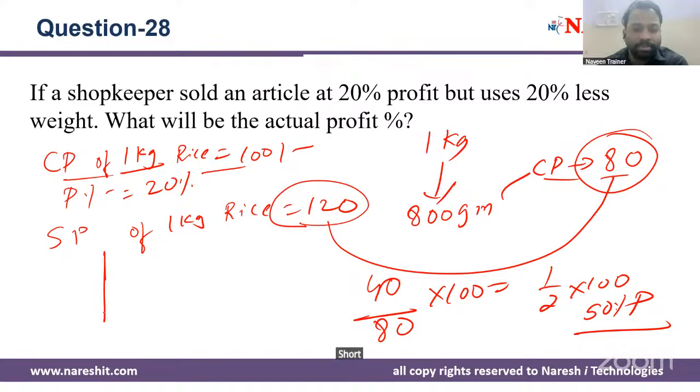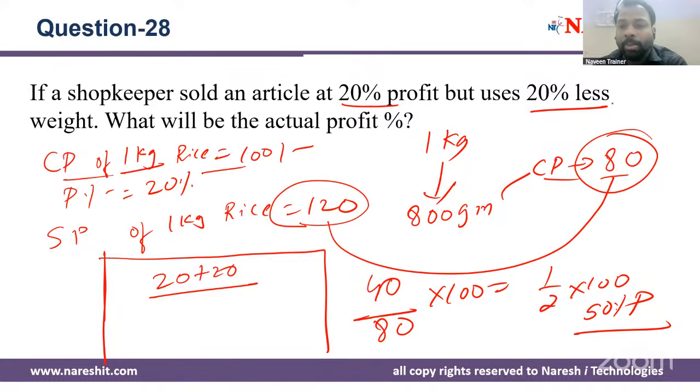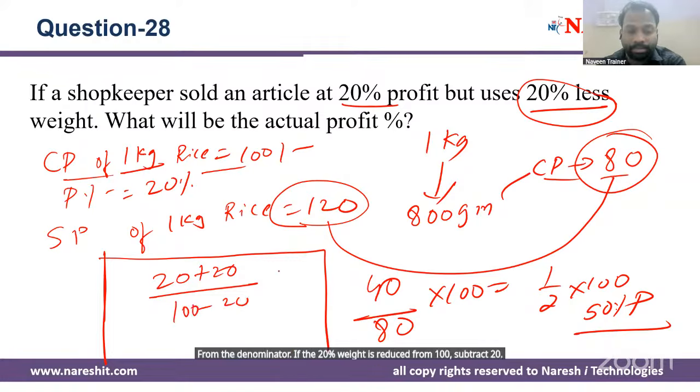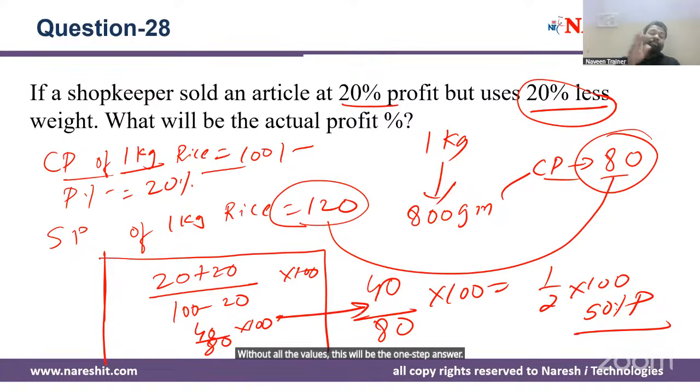Shortcut for this one: add both percentages, 20% profit and 20% less weight, add both. In the denominator, if the 20% weight is reduced from 100, subtract 20 from 100. So we'll directly get the last step, 40 by 100 into 100, which you already got here. Without all the values, this will be the one-step answer. Add both percentages, which are 20% profit and 20% less weight. Add both, divide by whatever the weight was reduced, subtract from 100, that is 100 minus 20, which becomes 80, and multiply with 100 because we need the answer in terms of percentages.